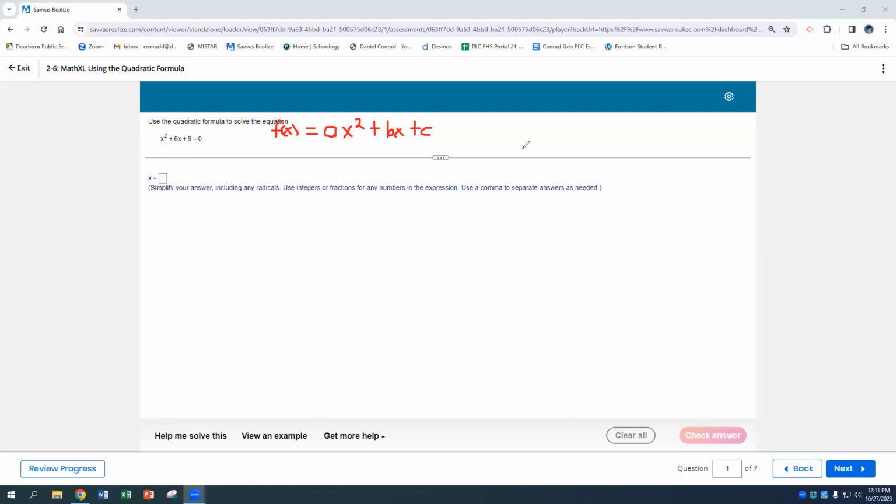All right, this is using the quadratic formula to solve our quadratic equations.